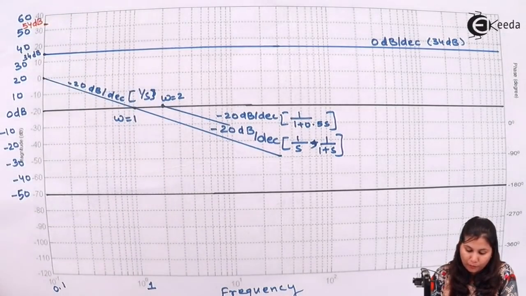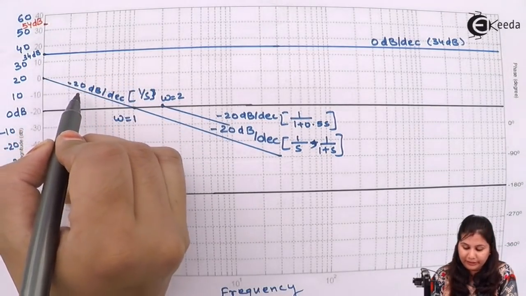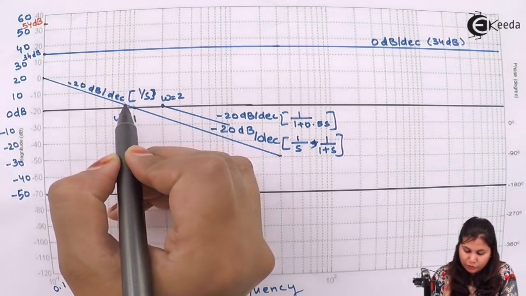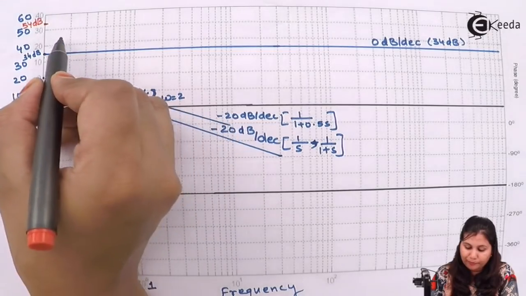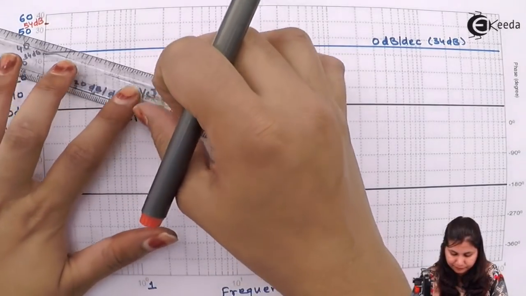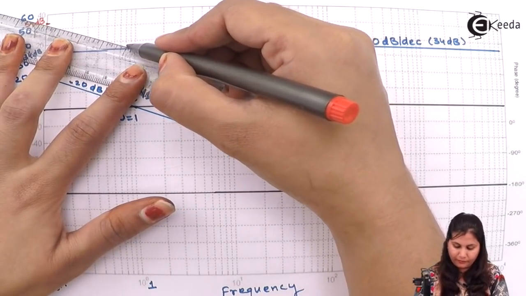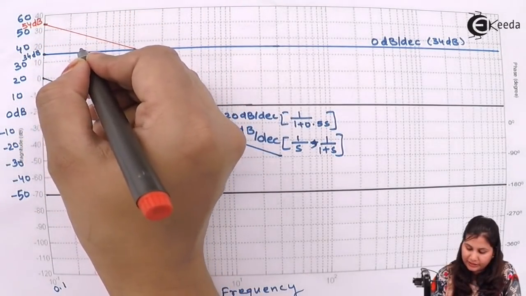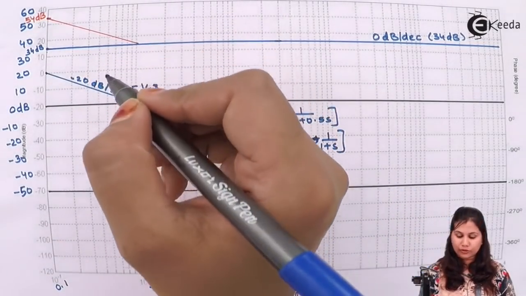Now slope, here the slope is 0 dBs and here the slope is minus 20 dB per decade up till omega equals to 1. So up till omega equals to 1, this resultant magnitude plot is going to have the slope minus 20 dB per decade. So draw this line. Okay, so this is due to both these factors. This factor is the constant term 50. So this was up till omega equals to 1.